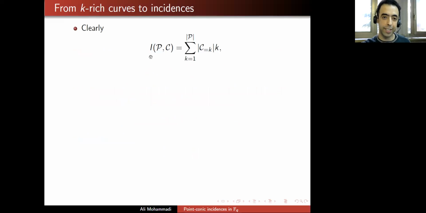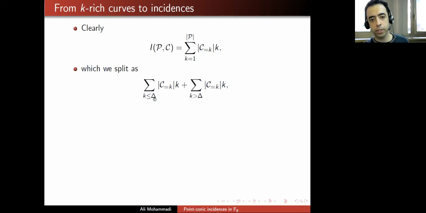Sorry, first, how do we go from C_K to the incidences? This is just a counting argument. The total number of incidences is this sum over C_{=K}. The subscript equals K means not just K-rich curves, but curves that have exactly K points on them. Clearly, it's just such curves times K, right?